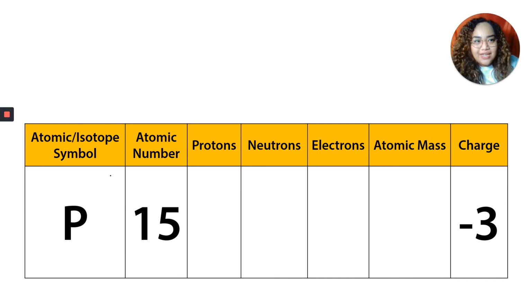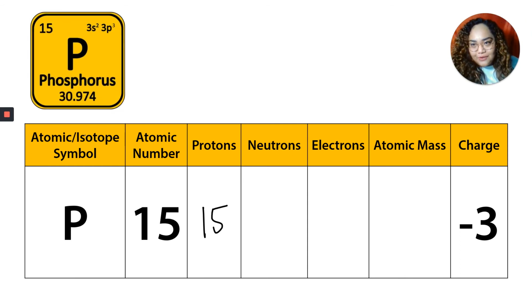Now, what about the next example? We have phosphorus right here, and phosphorus has an atomic number of 15. So that just makes sense that the number of protons would also be 15. So we know that. Now, the charge is negative 3, so we're going to find out how many electrons there will be later on. According to your periodic table, the atomic mass of phosphorus is 30.974, or we will just convert that to 31. Okay, that's 31.